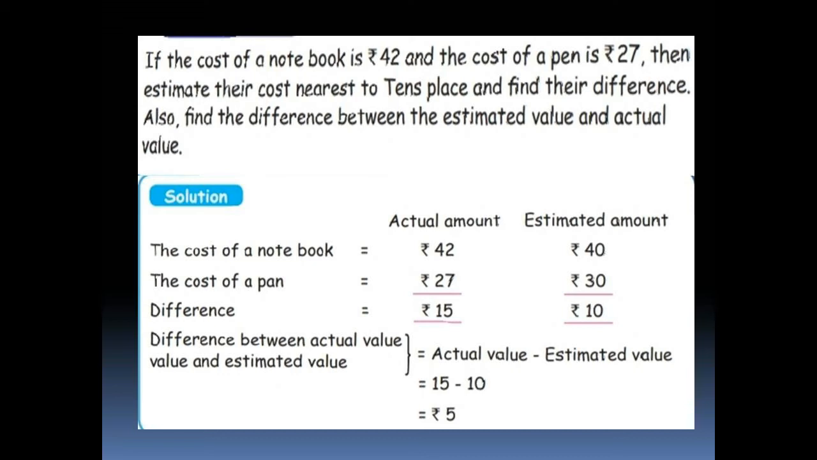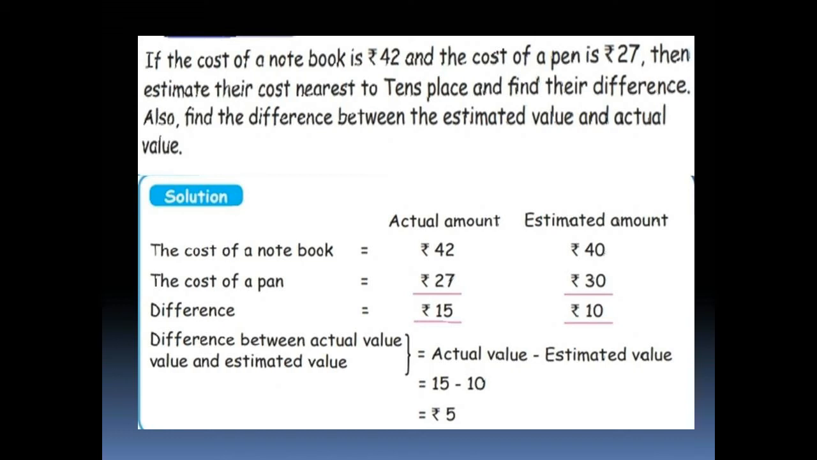The cost of the notebook is rupees 42. So 42, which is the nearest tens place? It is 40. The cost of the pen is rupees 27. The estimated amount, that is the nearest tens place for 27, is 30. Now we have to find the difference. In the first sum we found the total. Here they have asked for subtraction. So 42 minus 27 is 15. In the estimated amount, 40 minus 30 is rupees 10.